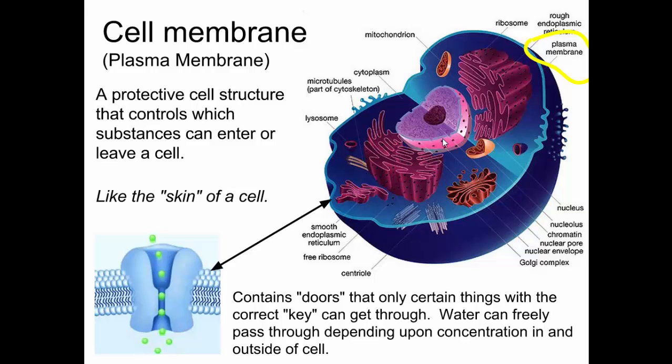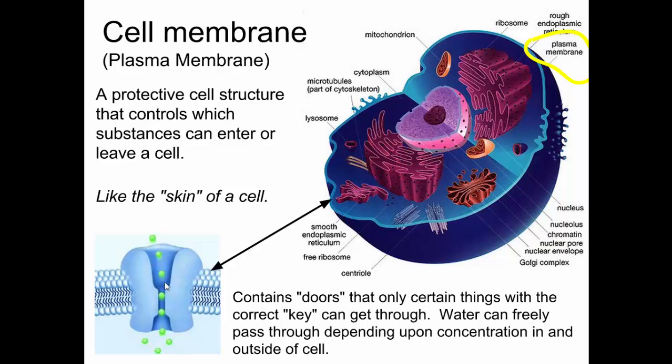We also have the cell membrane. Sometimes it's also referred to as the plasma membrane, and that's just the edge here. It's a protective cell structure that controls which substances can enter or leave a cell. So it's like the skin of the cell. It's semi-permeable, which means that some things can get through it, other things cannot. And so you can see here, some things are entering through the cell membrane into a cell. It contains doors, not real doors, but that's how we describe them, that only certain things with the correct key can get through. So only certain things can get through the cell membrane at certain places.